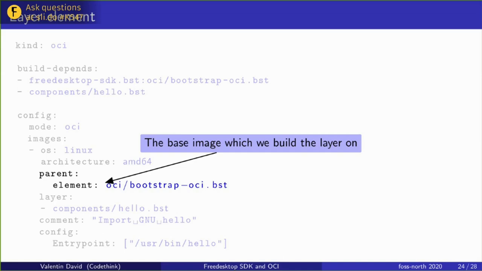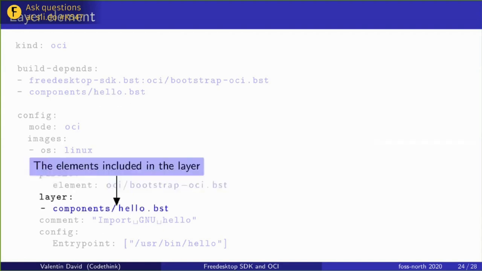The notation is a bit complex because we have parent and element, and we just don't say parent and the things. It's because we can also select the index from a multi-image. Some images can have multiple images inside. So then after we say what layer we build on top, and here it's hello.